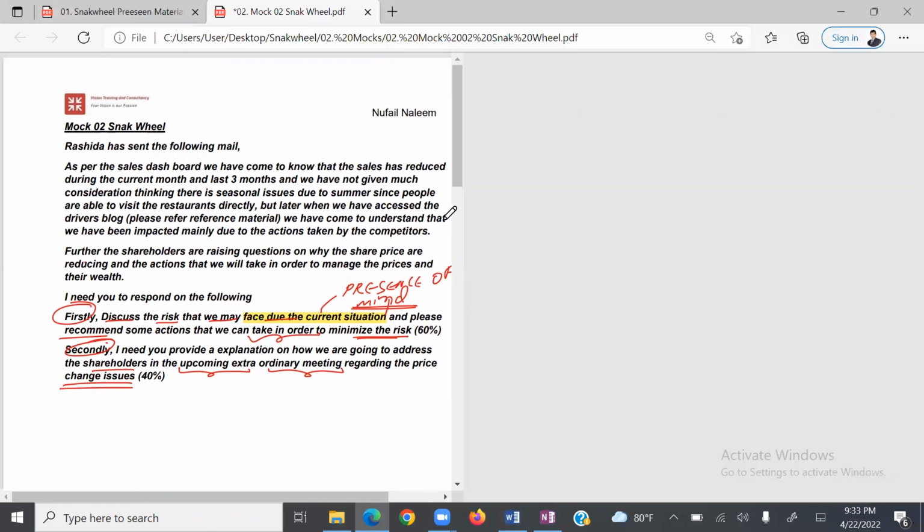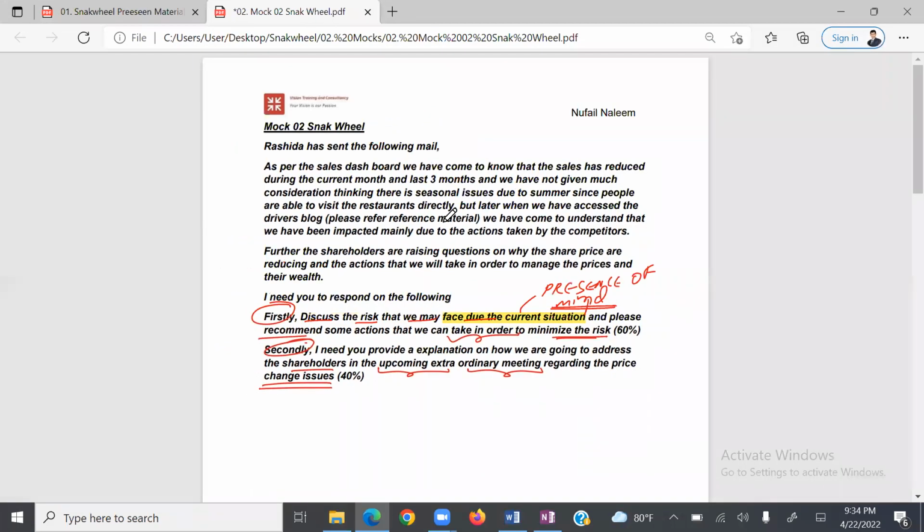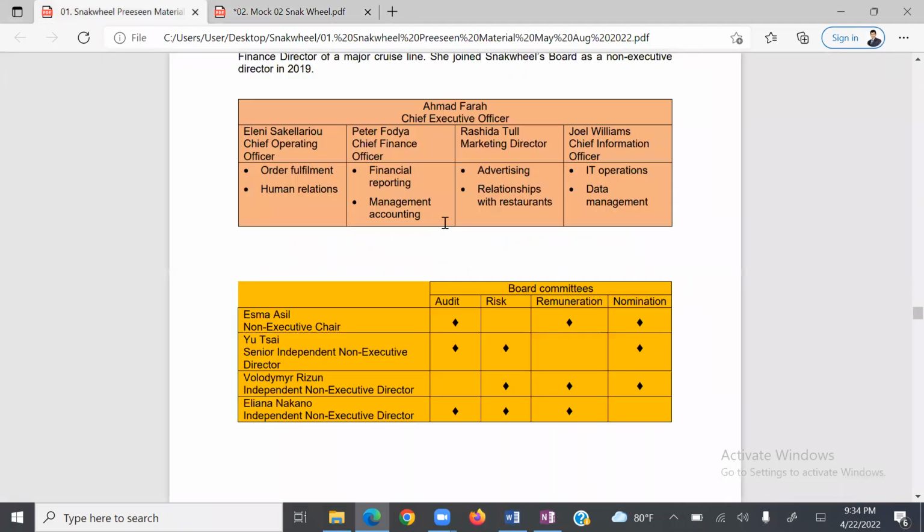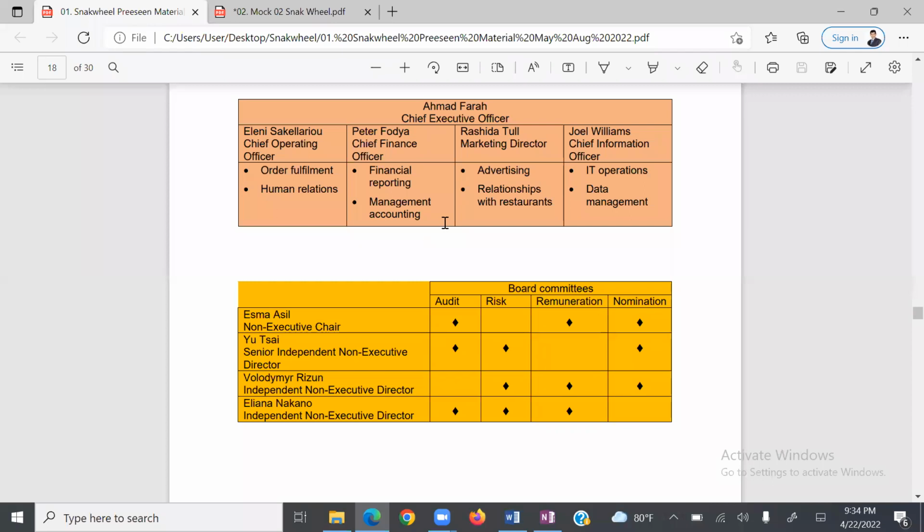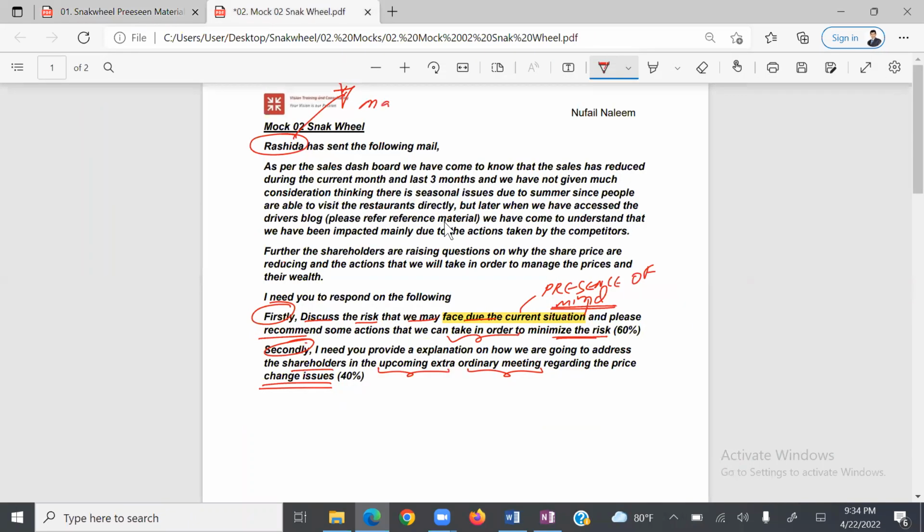So coming back to the case study. Students, can someone tell me who is Rashida in this company? Anyone? Rashida is effectively whom, students? The marketing director. Marketing director. Get this understanding properly. She has sent you the following mail.